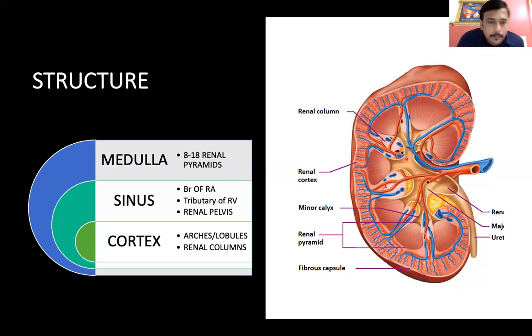Coming to the structure of the kidney. I have very briefly explained the structure of the kidneys here. So each kidney will have an inner medulla and a sinus and an outer cortex. The medulla will have around 8 to 18, or sometimes 20, renal pyramids. To the maximum, 20 pyramids are also seen there. The sinus will have the branches of the renal artery, tributaries of the renal vein, and the renal pelvis. Of course, the renal pelvis is the beginning of the ureter. The cortex will have arches, lobules, and renal columns.